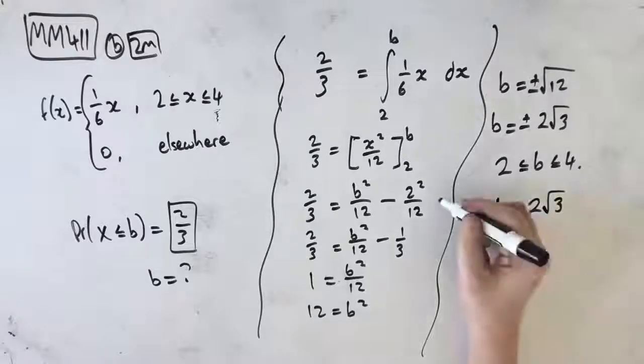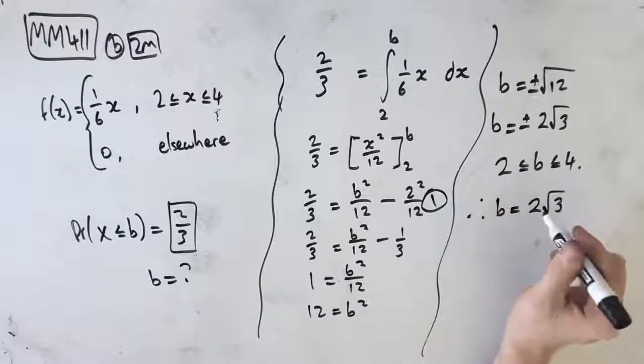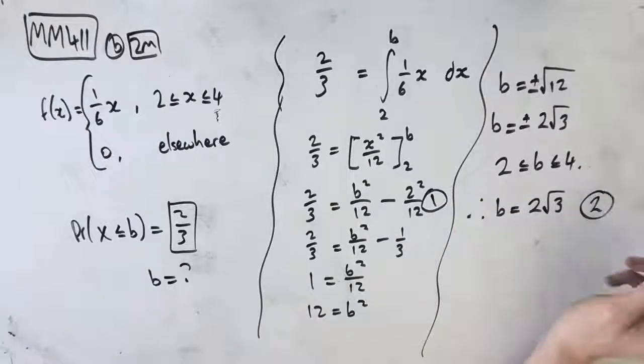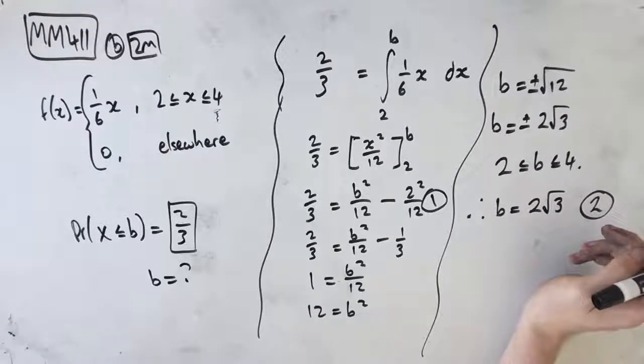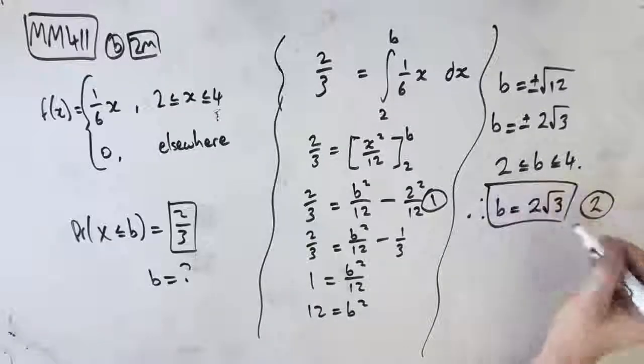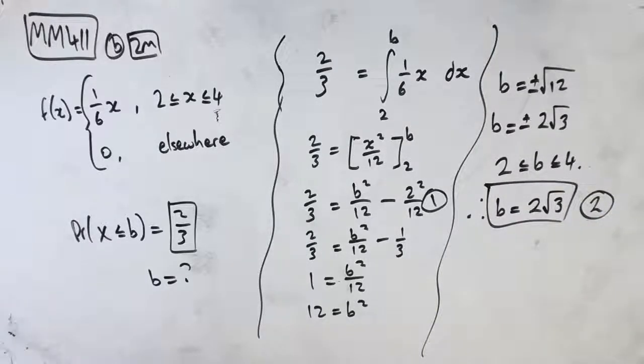Now our first mark comes here when we integrate that and sub everything in, and our second mark comes when we give our proper answer for b. So that is it for that. b equals 2 root 3. That actually wraps up MM411.